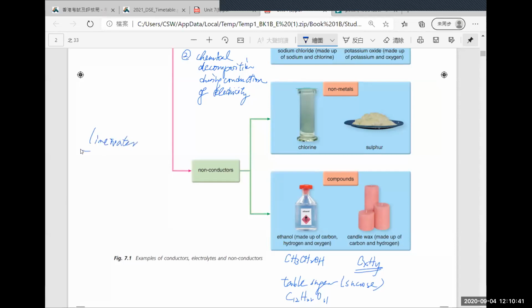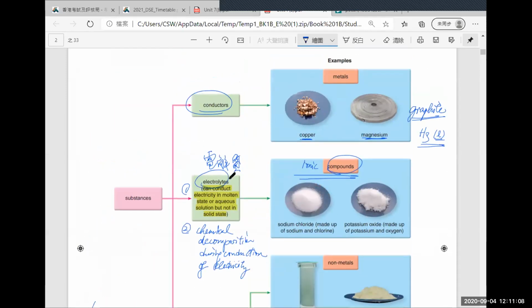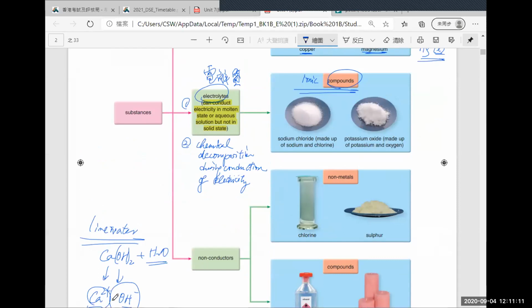Now take a look at lime water. Lime water, what is that? The formula is calcium hydroxide, Ca(OH)2, right? So if you split that in half, you may find calcium ion and hydroxide ion. Lime water is indeed in water, so the ions are freely moving. So it can conduct electricity in solution state, in aqueous solution. And later on, they will have a chemical decomposition after conduction of electricity. So lime water is here. Can you get my point? Lime water belongs to this example.